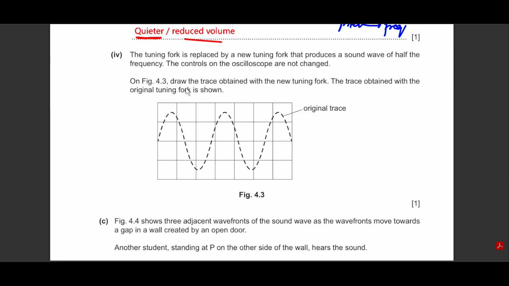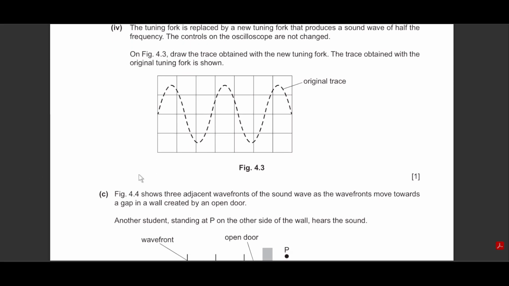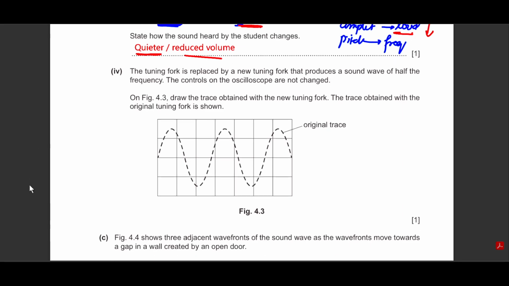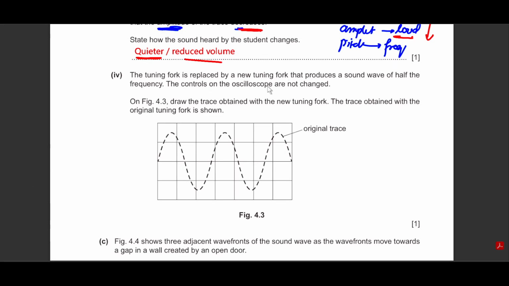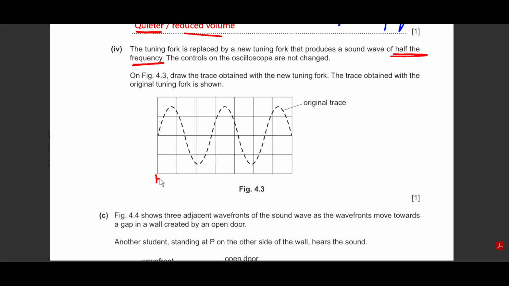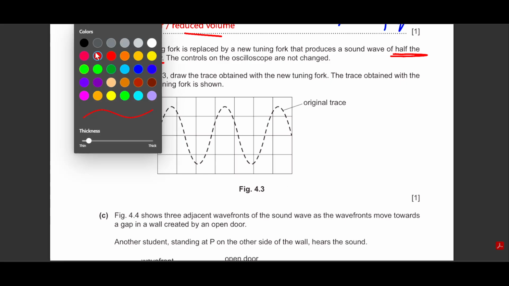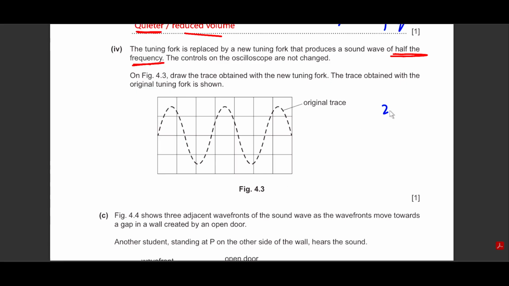There's a new situation in which it says obtained with the fork. On figure 4.4, no, not this question, a not change. The second bit, half the frequency. If the frequency is halved, in the same time frame, you should get half the number of waves. So if there are 2.5 waves previously, then right now we should get 1.25 waves. So approximately 1 wave will be completed somewhere around here.